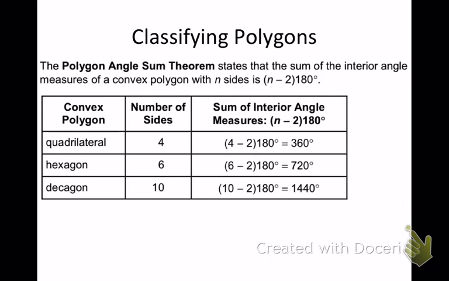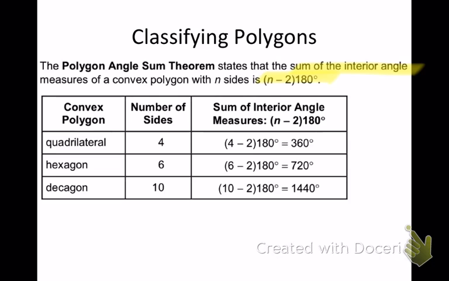Next thing we'll talk about here is the Polygon Angle Sum Theorem. This states that the sum of the interior angle measures of a convex polygon with n sides is n minus 2 times 180. This is the sum of, so all of them added up.